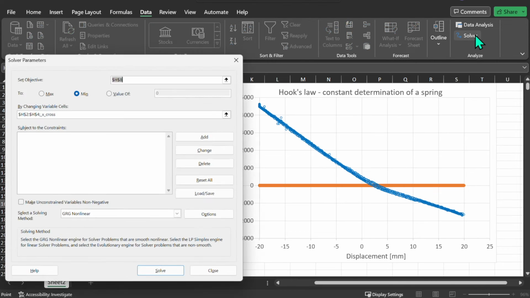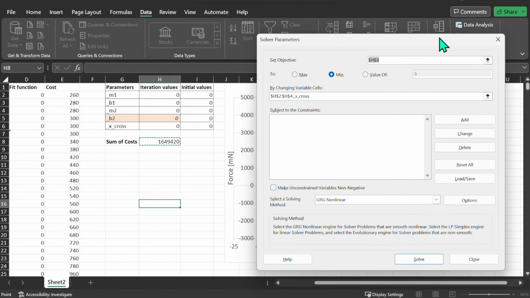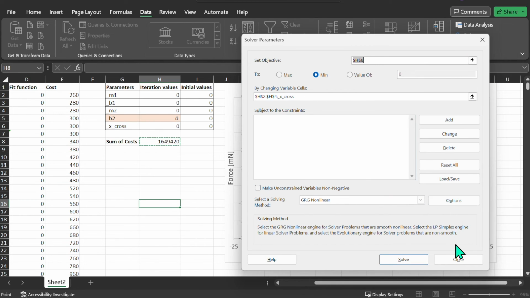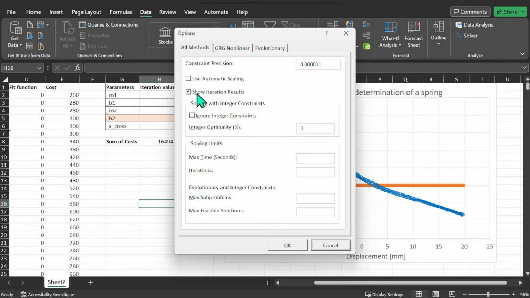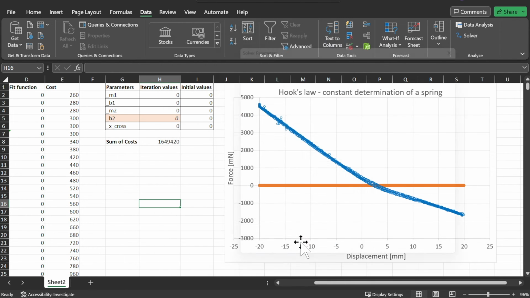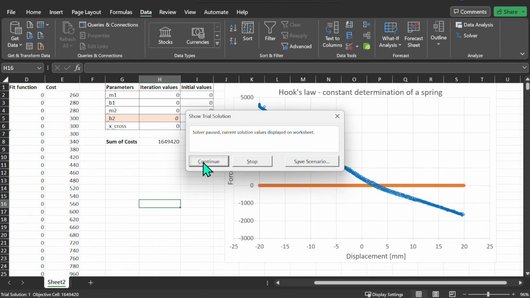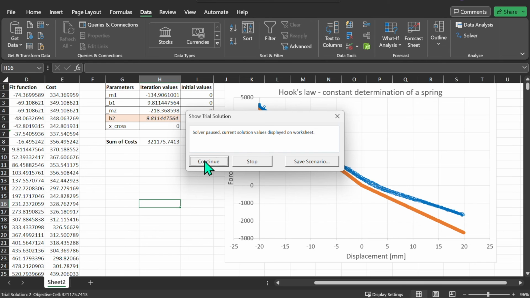Now, opening the Solver interface, we can minimize this value, the sum of costs, by an iterative process, allowing any quantities to be either positive or negative. You can activate the option Show Iteration Results to monitor the adjustment in each iteration. As you can see, the very first iteration already gives a very good fit, and then we have minor convergence steps.